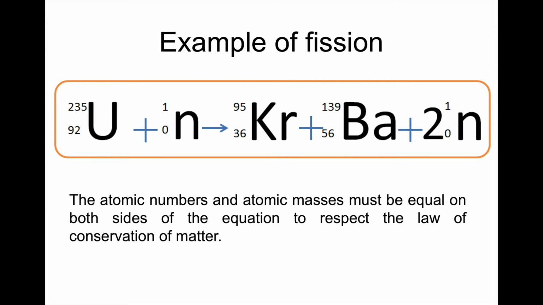There's always one neutron that collides with our original substance on the reactant side. Our original substance breaks up into two smaller atoms. That's why my two S's were red, to show that there are at least two products, and there are two neutrons that are kicked out during the whole process as well. Those neutrons will go and collide with other atoms of uranium and continue the process. So that's for fission.